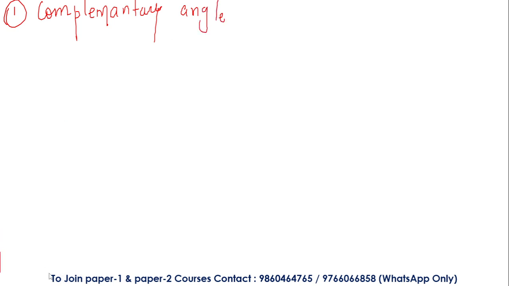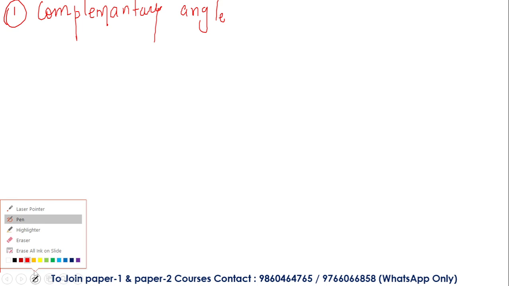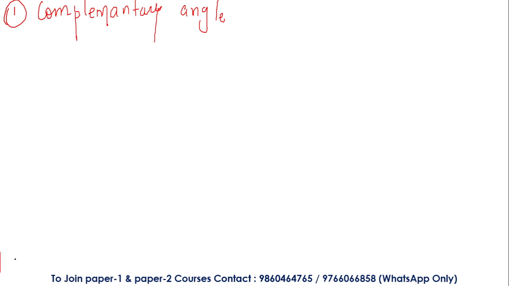Moving on to the complementary and supplementary angles. Let's see what the complementary and supplementary angles are. First one, complementary angles. In case of complementary angles, you have to understand that there are two angles and the sum of the two angles is going to be 90 degrees. For example, angle A plus angle B is equal to 90 degrees. The sum of two different angles in case of complementary angles is 90 degrees.